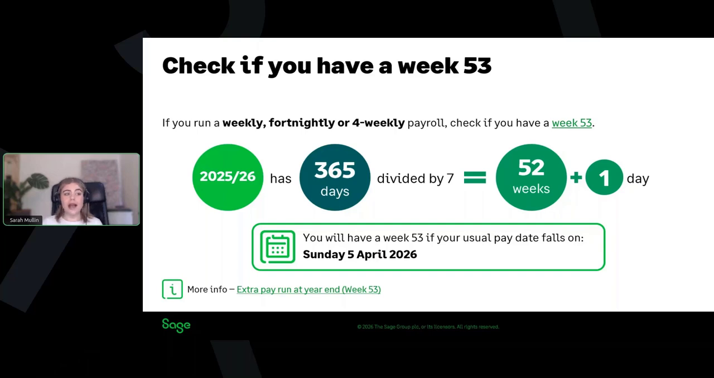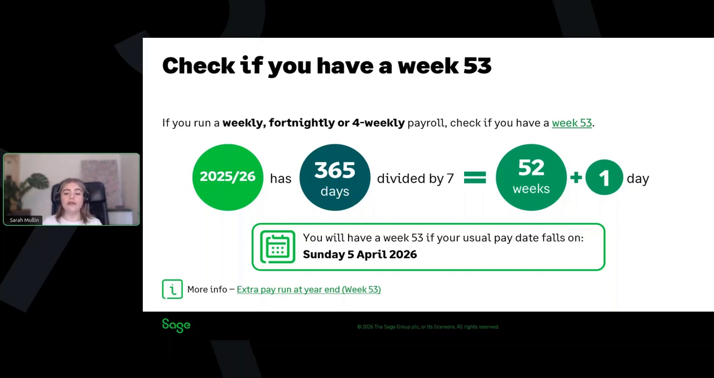Now, if you do have a week 53, don't worry, payroll will automatically calculate the tax on a week 1 basis. So you don't need to change any tax codes or adjust any settings. You do just want to process the pay run as normal.